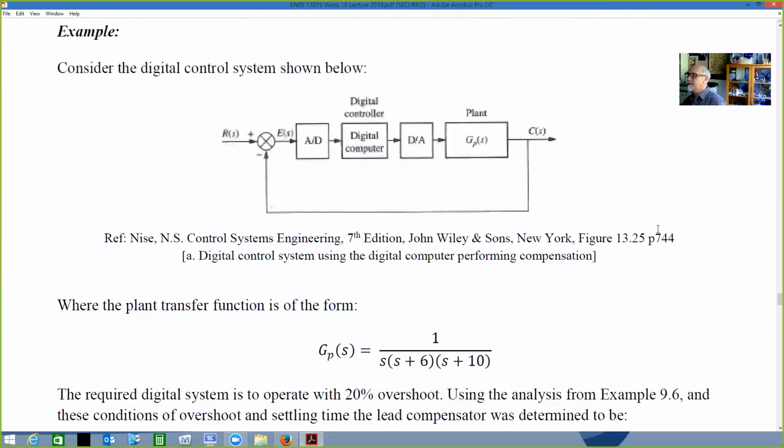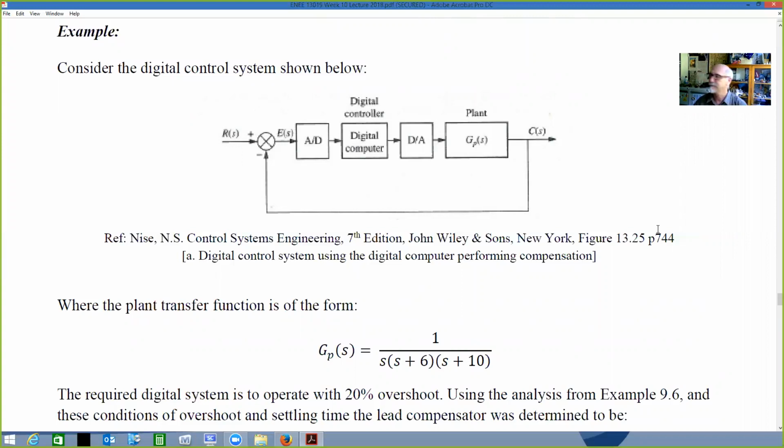Okay, let's have a look at an example. As always, that's the mathematical background. Here we have a digital system. We've got an input of R of S, we've got an A to D converter, an analog to digital converter. We've got a digital computer, and then we've got to convert back from digital to analog, and then go through our plant.